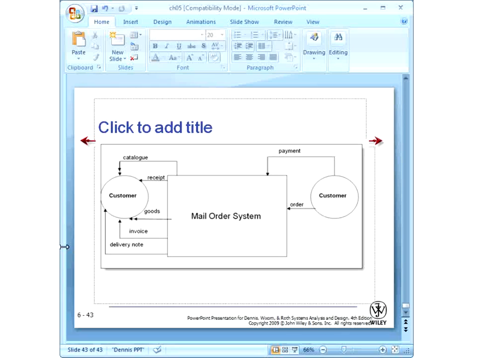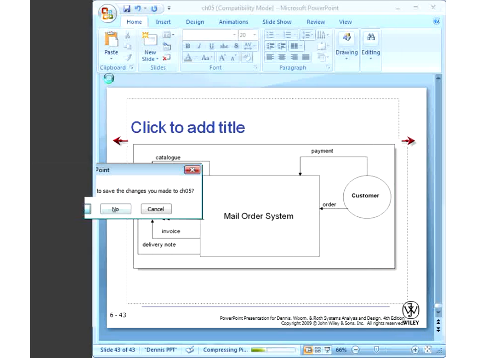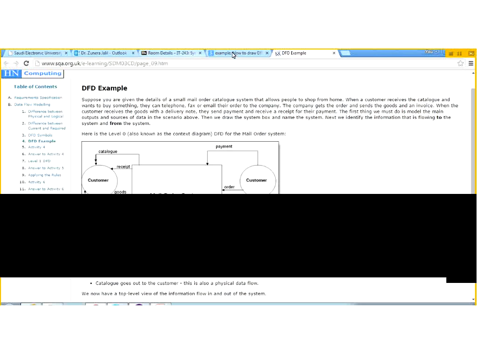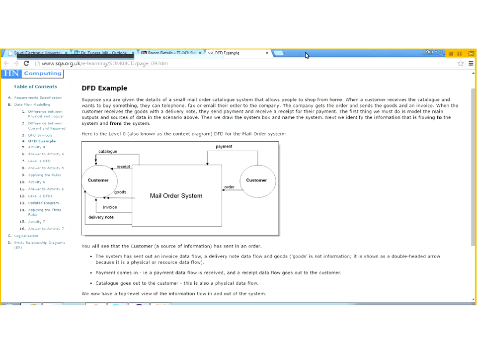Okay, now I want to share something else. Yes, I'll give you some examples. Okay, this is the example which we were working on.